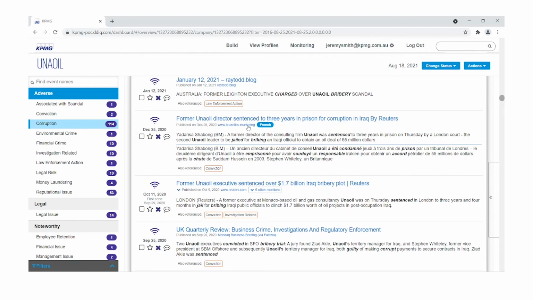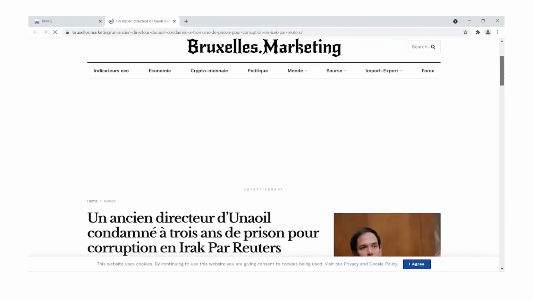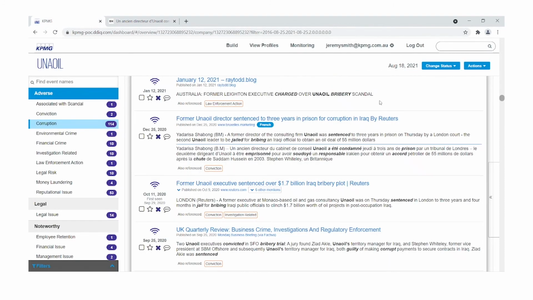Would you want to know if the agent that you're using to win business in Central America was the ex-minister for mining? Or that one of your key suppliers in Asia was being investigated for human rights violations? Well, these are the exact type of things that K3-PID helps identify before it's too late.